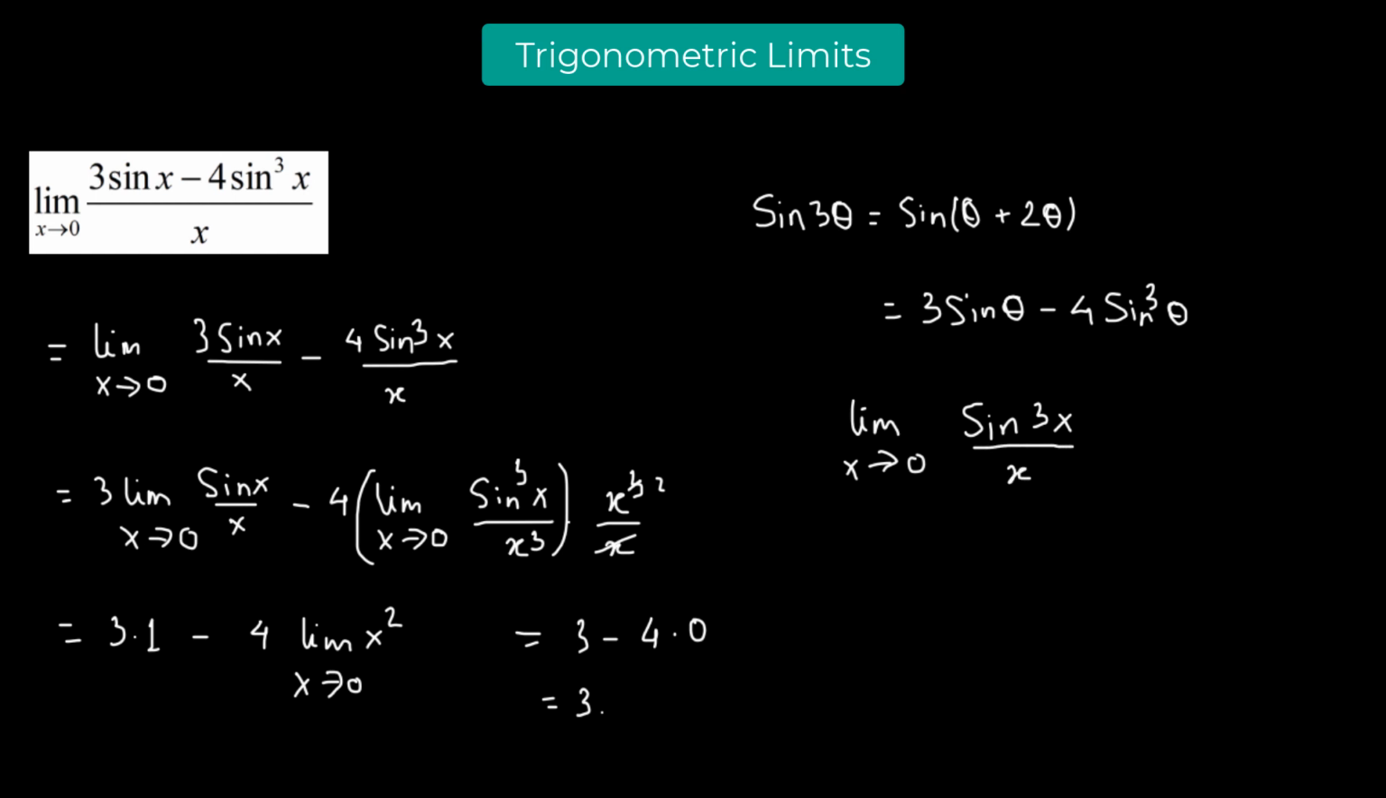So what we're going to do, we need a 3x in the denominator, so we're going to multiply by 3 in the denominator and multiply a 3 to the numerator, so that takes care of the 3. Now the limiting value of sine 3x over 3x when x tends to 0 is going to be 1, and that leaves us with a limiting value of 3. So either way we can find the answer.